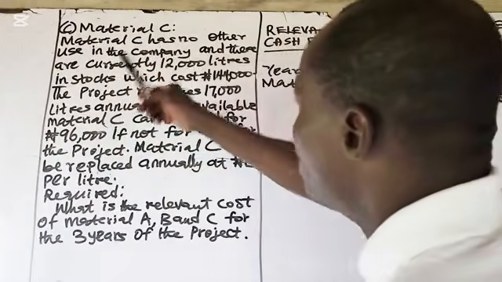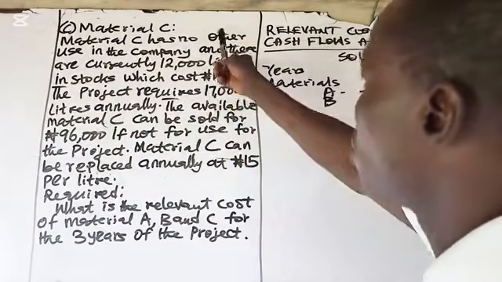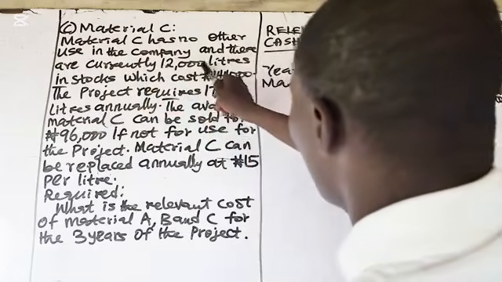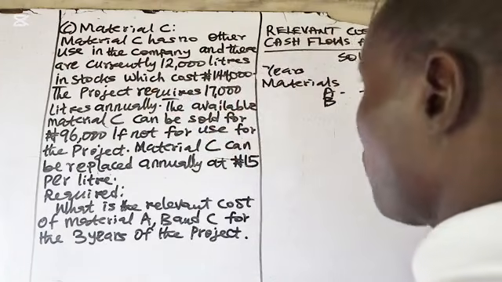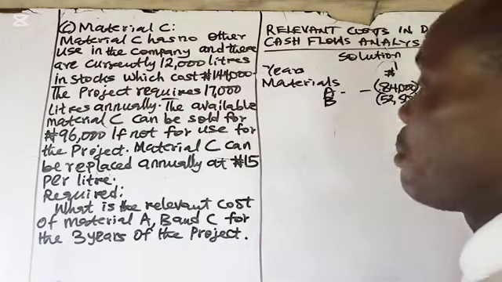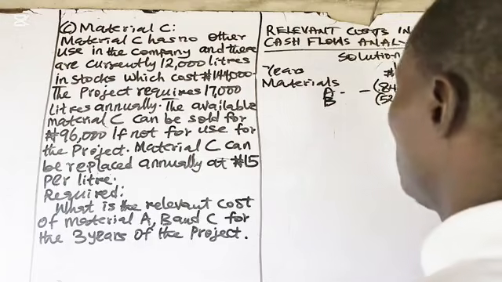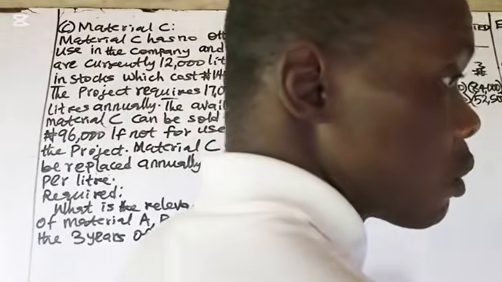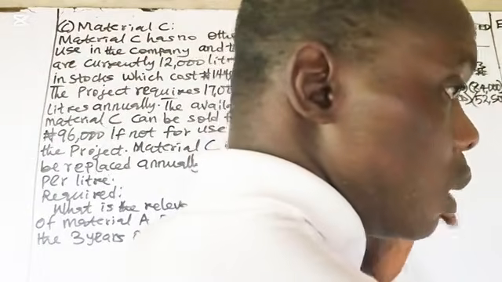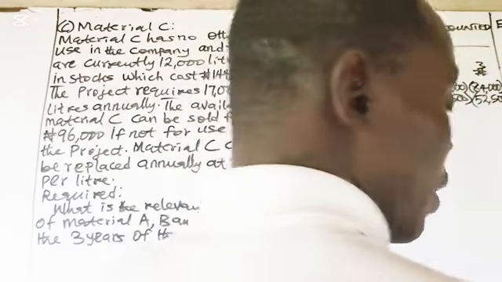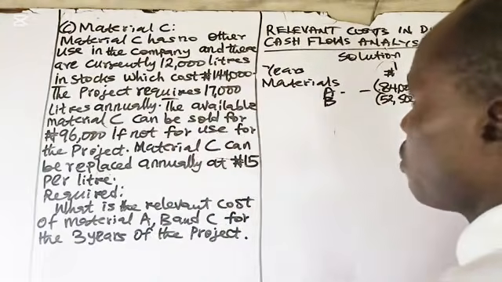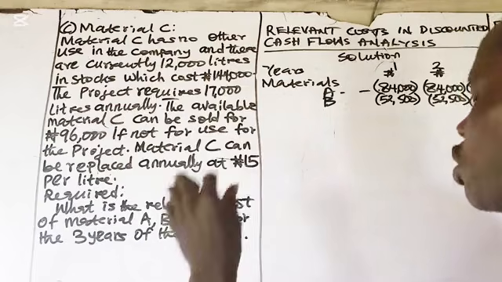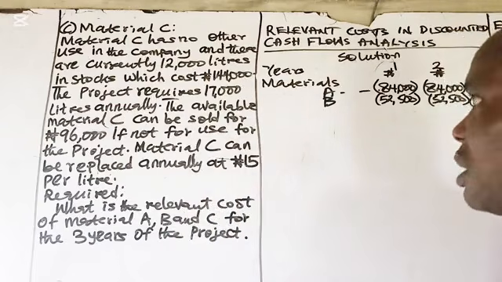Material C. Material C has no other use in the company, and there are currently 12,000 liters in stock. It has no other use. And I've told you where materials are not used regularly, the relevant cost will be the higher of the net realizable value or the lost contribution from alternative use of the materials.